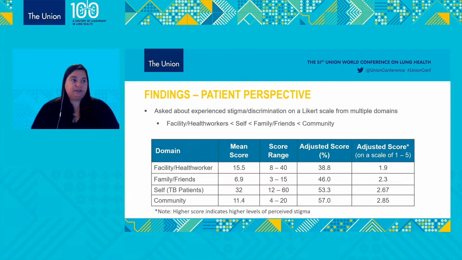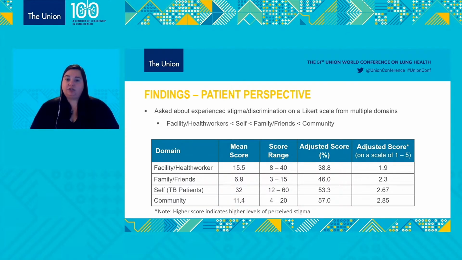And before I dive into this table here, I just wanted to give you an example of some of the statements that were given to TB patients to reflect on across these domains. So the first example statement would be something like, overall healthcare workers here treat me with respect. Another example is, I'm very careful whom I tell that I have TB. And then also, I feel like I look disgusting because I have TB. And then the last example that I'll give you is the statement, family members keep a distance from me because of my disease.